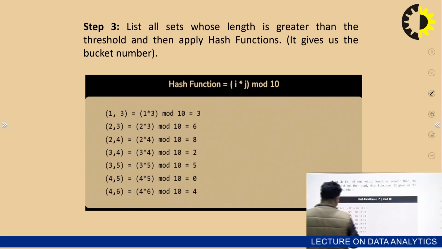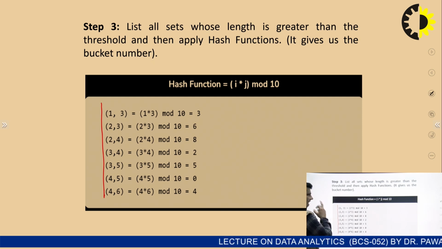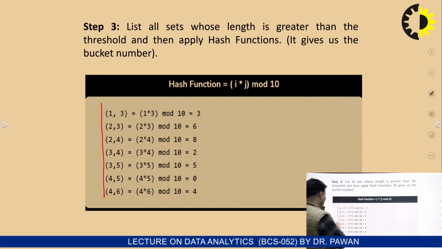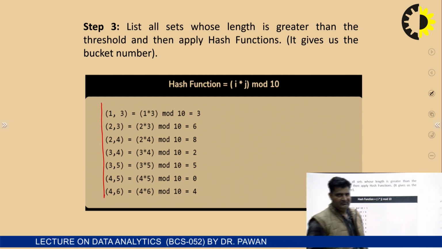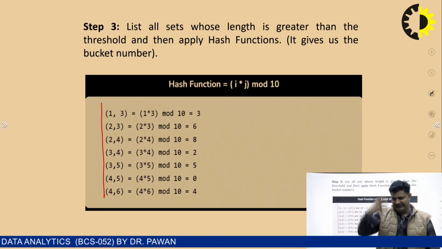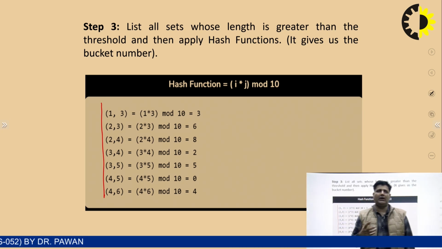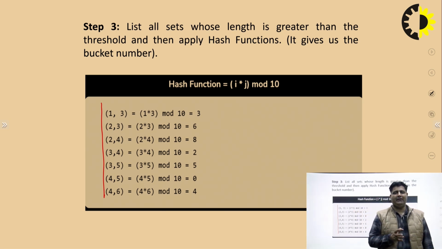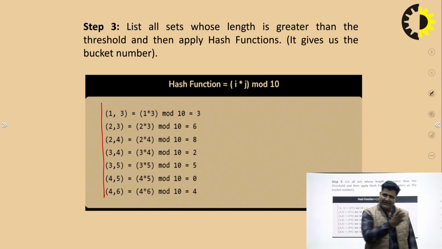These are the pairs that have a frequency count of 3 or more. So what happened initially? In the initial step, we find the frequency count of each element, and we remove all the elements that have a frequency count less than the threshold. Then we make the pairs of them.